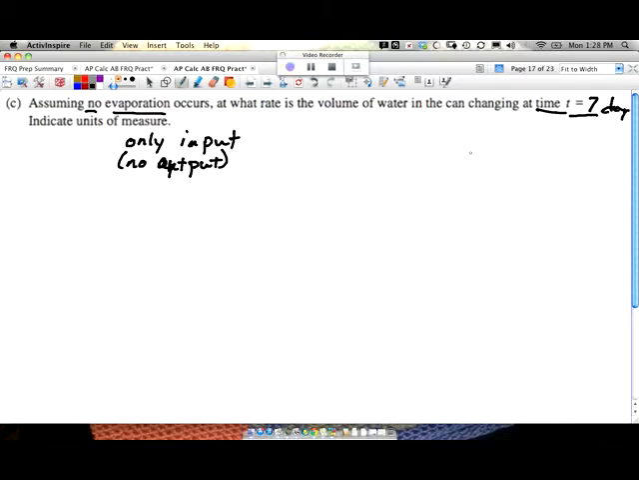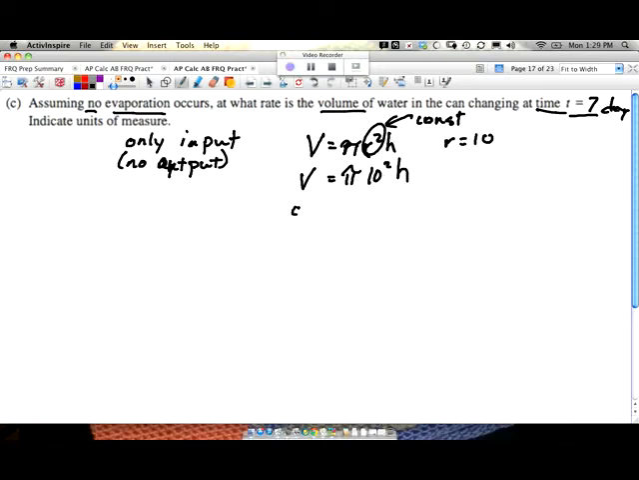So that's 7 days. The volume of a cylindrical can, and this would probably be given to you, is pi r squared h. r happens to be a constant. So this is pi times 10 squared, the radius r equals 10 millimeters, times h. So the rate of change of the volume, dV/dt, is going to be 100 pi times dh/dt.